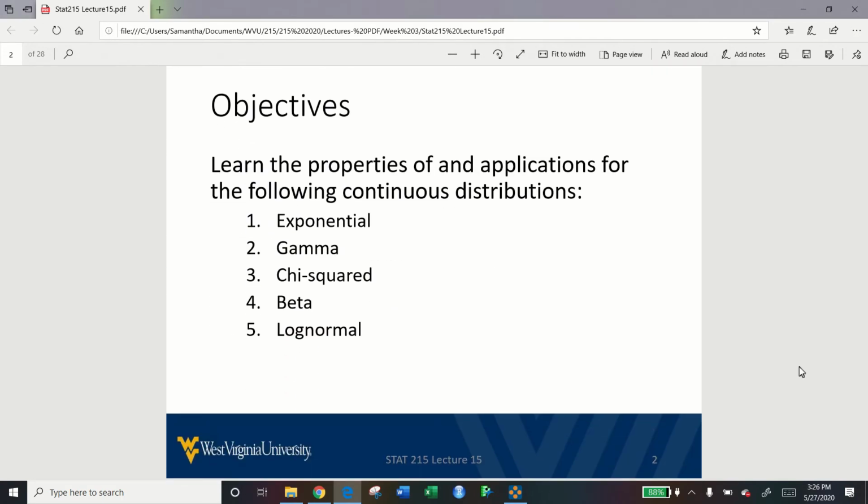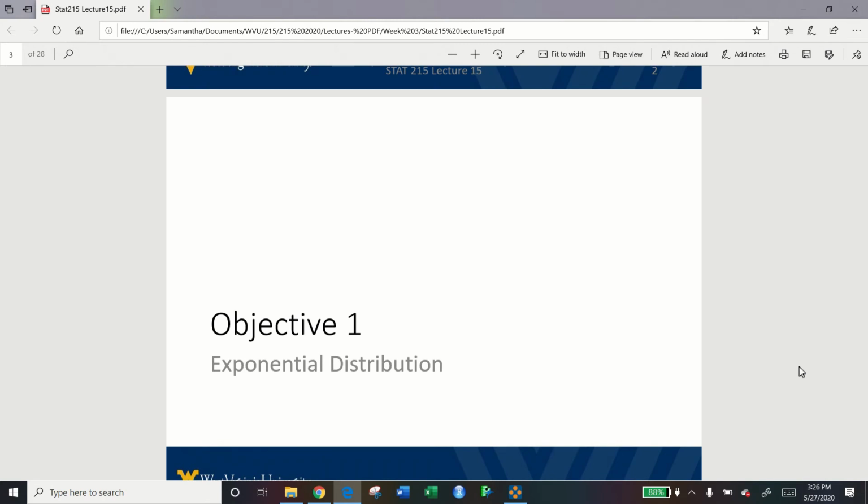In this video, we're going to learn about the properties of and applications for the following continuous distributions: the exponential, the gamma, the chi-squared, the beta, and the log normal. Let's start by looking at the exponential distribution.